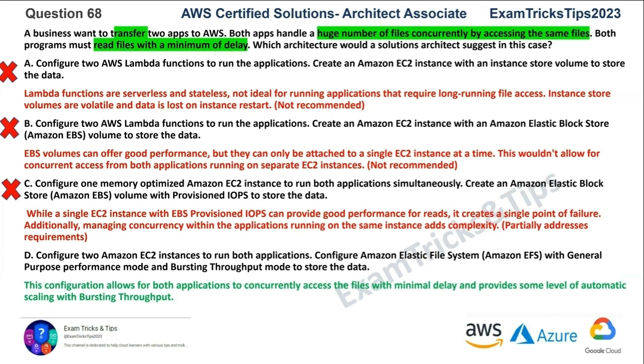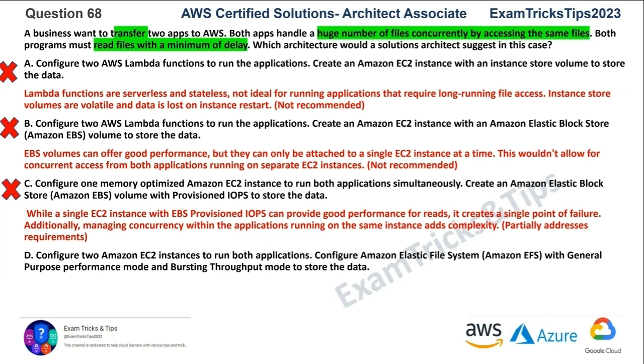This configuration allows both applications to concurrently access the files with minimum delay, and it provides some level of automatic scaling with bursting throughput as well. So that's the correct answer for this question. Option D, EC2 plus EFS.